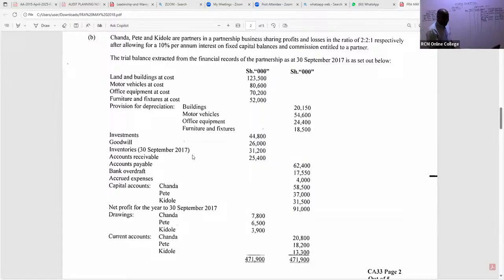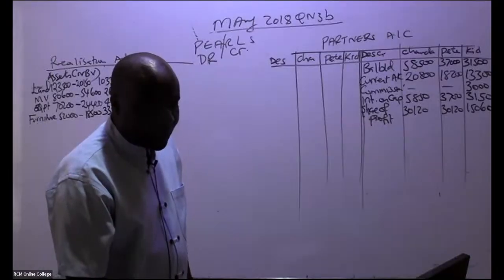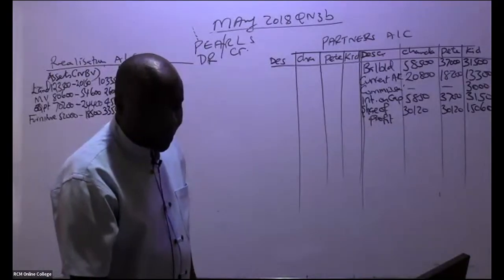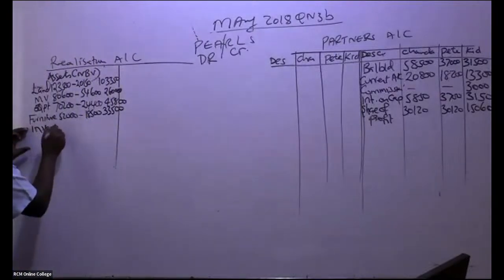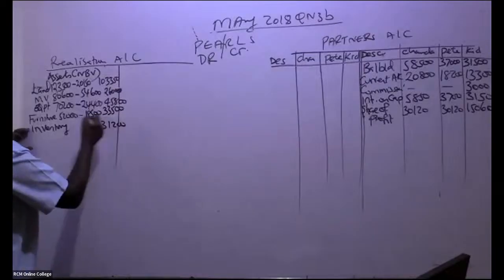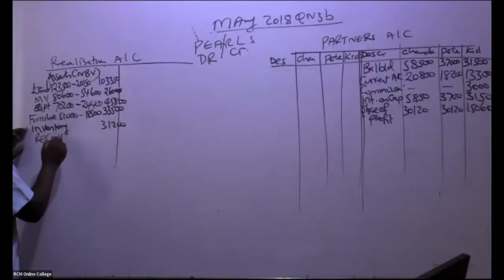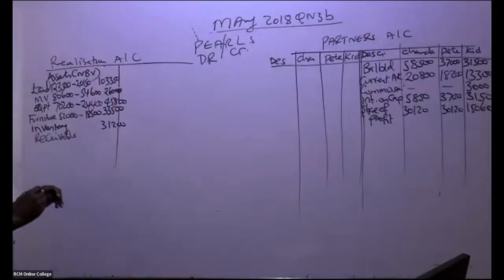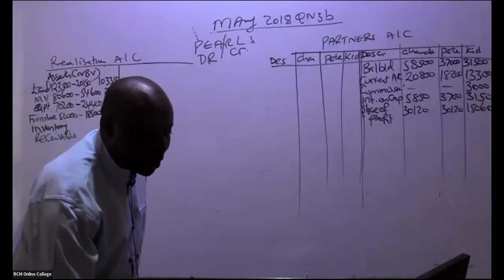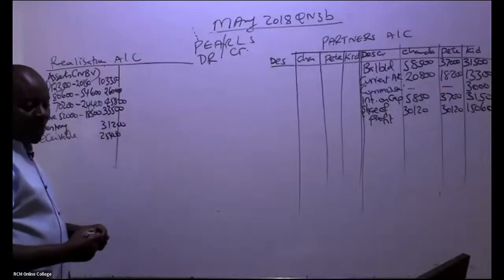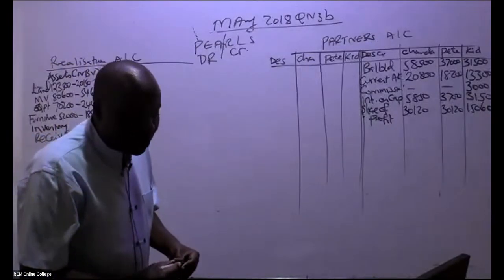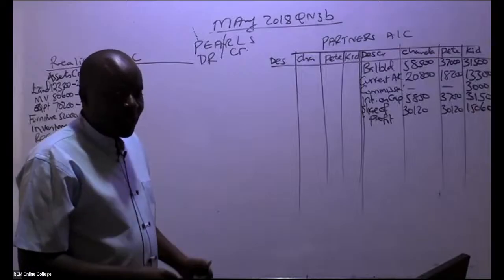All right. So inventory, how much do I book in, my good students? Inventory, we have here 31,200. And then I can see we have receivables there. Receivables were taken over, and they have what figure? 25,400. So we have here 25,400. Have we been able to capture all the assets that were taken over?